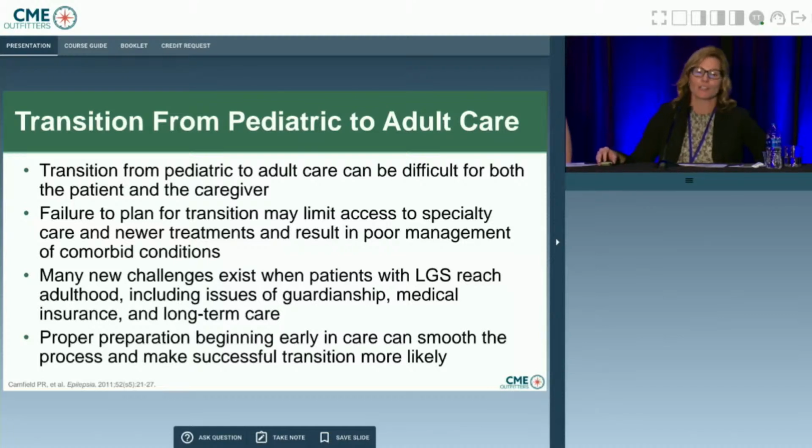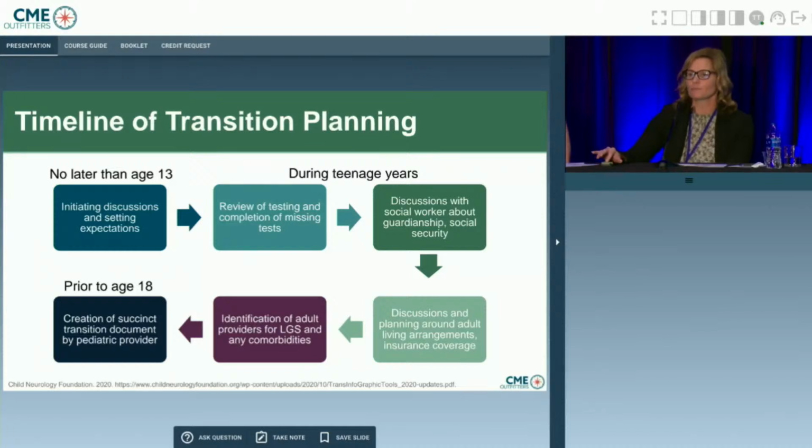The good news is that by preparing properly and beginning early in care, we can make this transition go more smoothly. So here's a timeline proposed for transition planning. You want to initiate the discussion regarding transition as early as 13 and really no later. And a lot of people look at this and say, 13? Adulthood's like 18. What are we doing? And that's really how long it takes to start and finalize a plan. And so just having some sort of guideline as to what the expectations would be when they age.